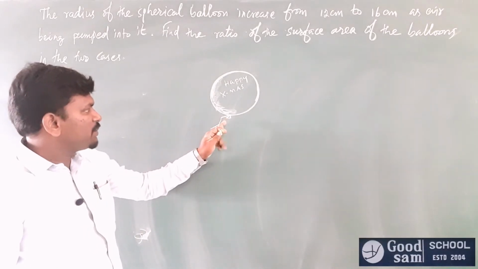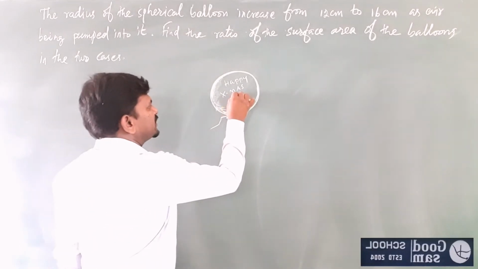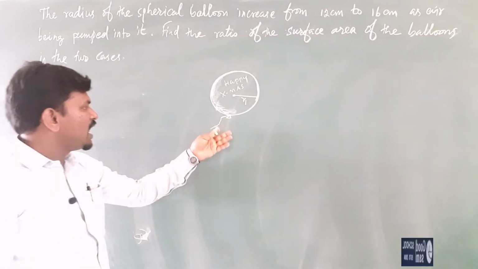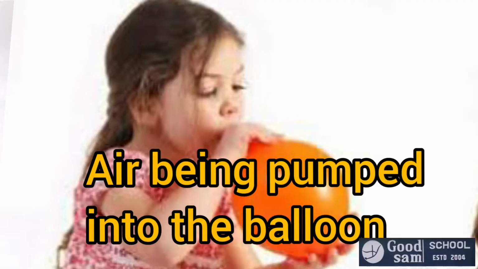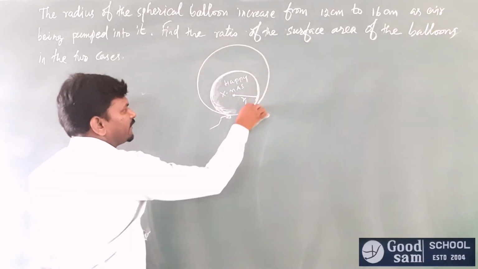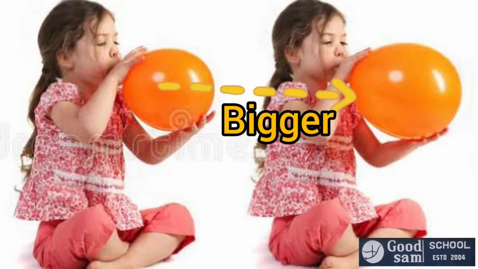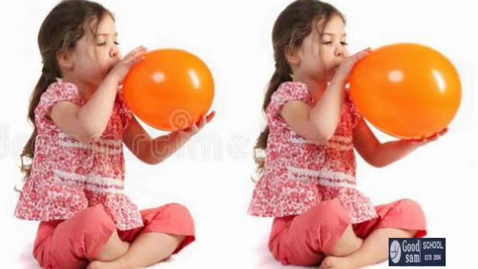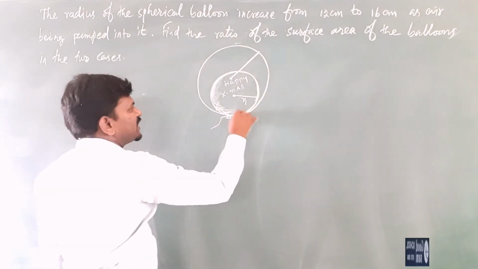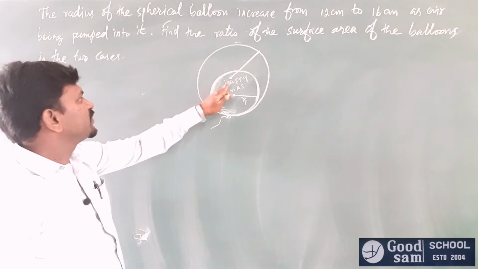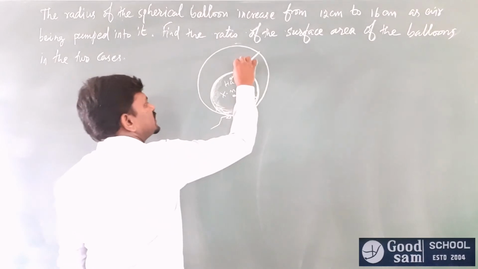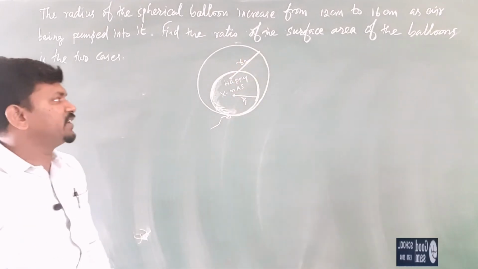When the air is pumped into it, what will happen? Actually, this is one radius, the initial position. After the air is pumped into it, it will become big in size. So this radius will be greater than this radius, because the center of the bigger sphere is here. So I have marked it here. This is R2, that radius.